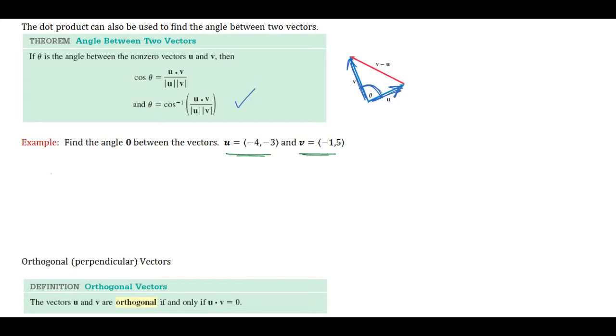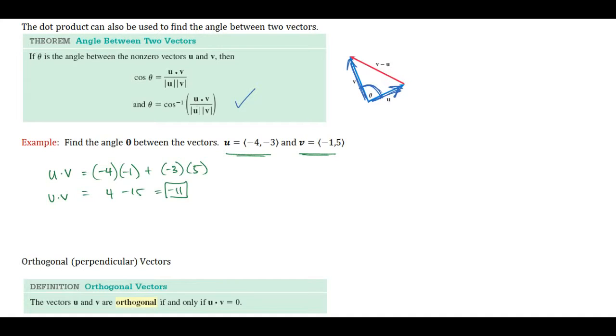Now look, there's a lot of parts. There's the u dot v part, which we already talked about is not too spooky. So that would be -4 times -1 plus -3 times 5. So that to me looks like 4 minus 15, which is -11. So that u dot v is -11. That is the dot product.